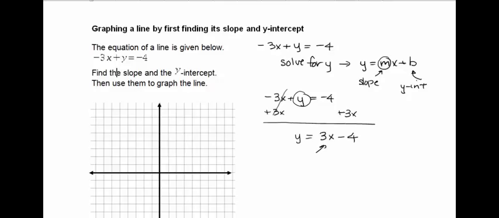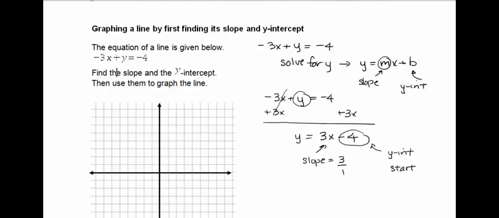So this tells me that my slope equals 3. And since it's a whole number, since it's an integer, I'm just going to put it over 1, so I have a ratio. And then negative 4 is my y-intercept. That's where I am on the y-axis. So this is where I'm going to start.